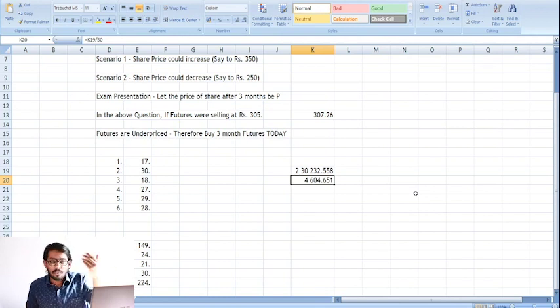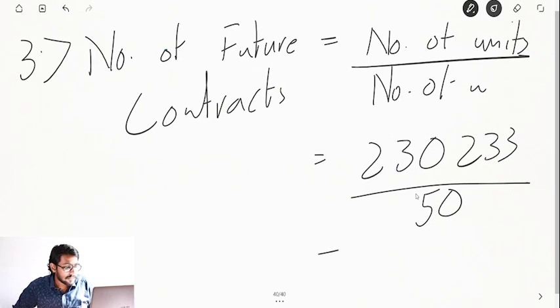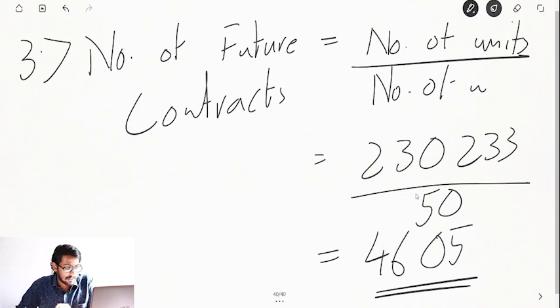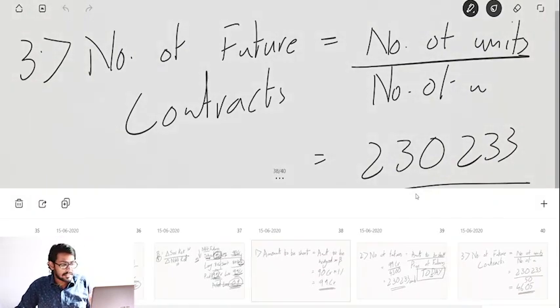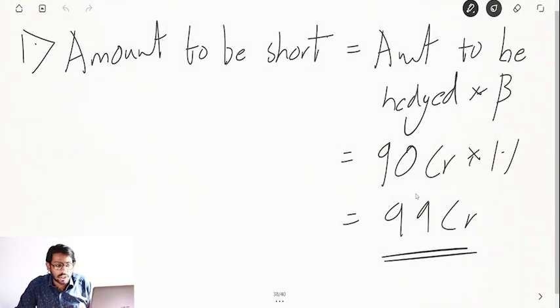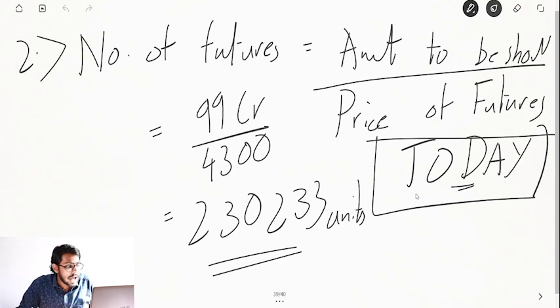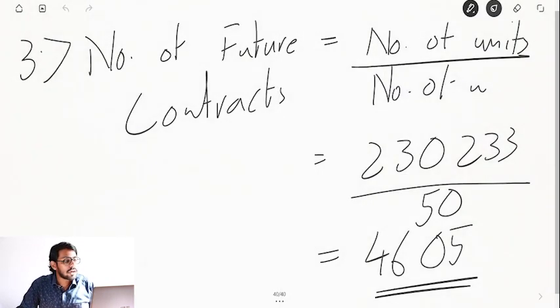Okay, 4604.65 becomes 4605 future contracts. So how many contracts are you going short? Step one, first find out the amount to be short. Amount to be short is amount to be hedged into beta. We found out it is 99. Step two, number of future units is amount to be short divided by price of futures today. Price of futures today is 4300, giving 2,30,233. Number of future contracts is number of units divided by number of units per contract. 2,30,233 divided by 50, 4605 contracts.